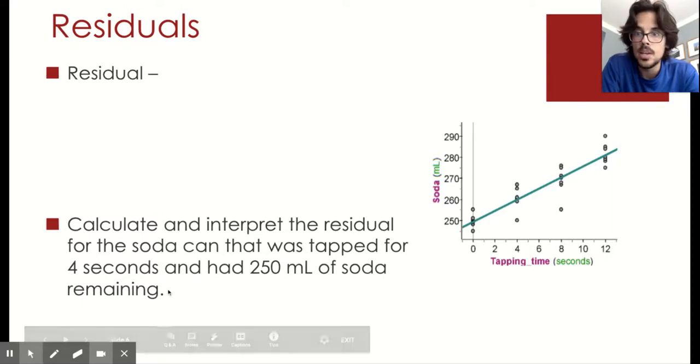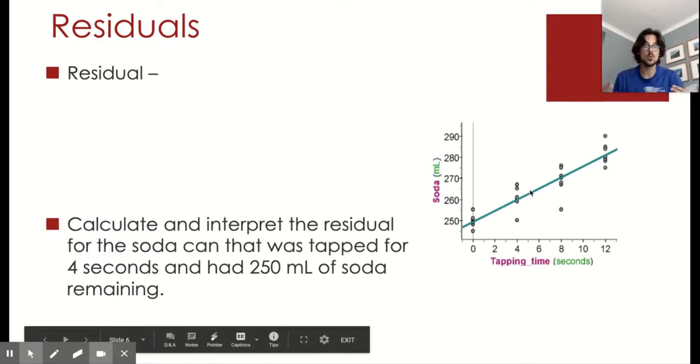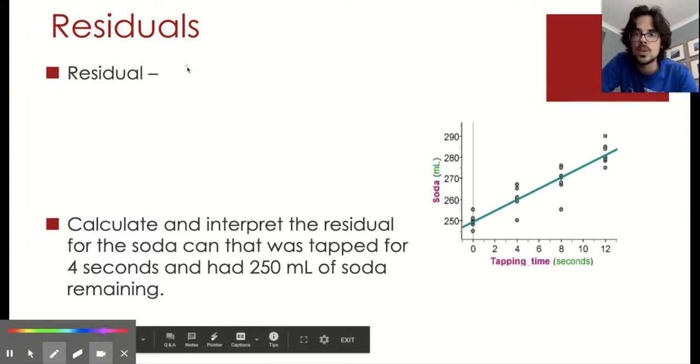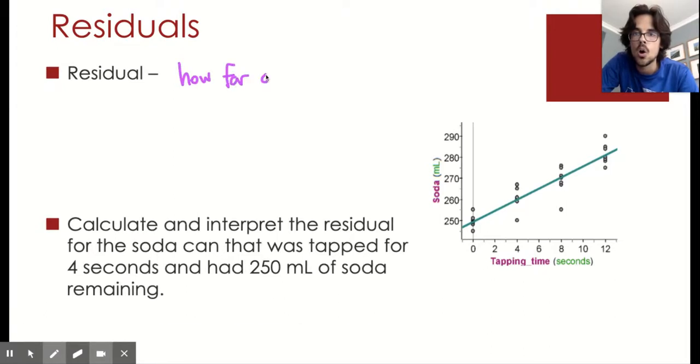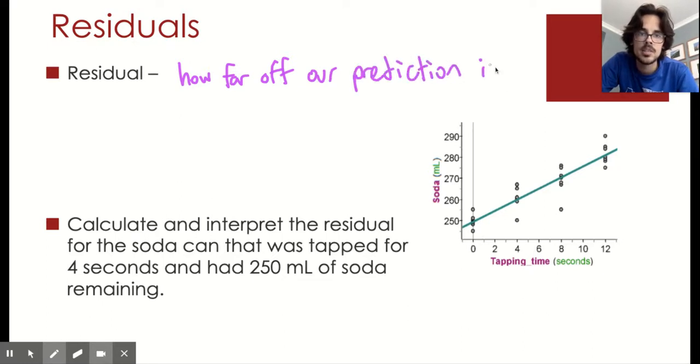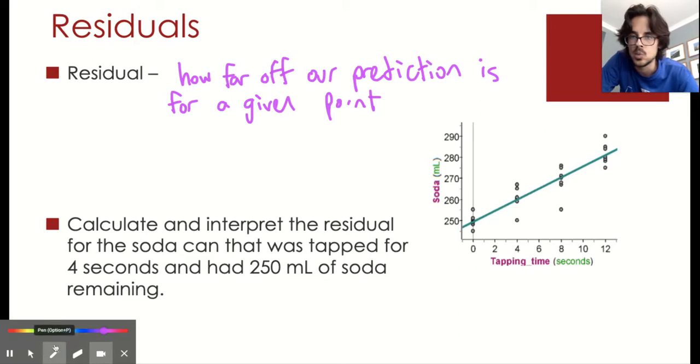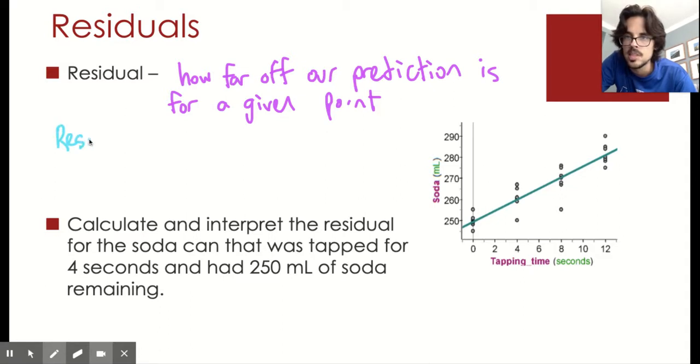So our other big concept for this video is the concept of a residual. And now we're getting into brand new territory where you wouldn't have seen this in Algebra 2. So a residual is basically a way of figuring out how far off our prediction is for a given data point. A residual is a way of measuring how far off our prediction is for each can of soda or each person or each whatever we're talking about in the problem. And the symbol that we use for residual, we don't have a dedicated symbol. I just usually write the word resid for residual.